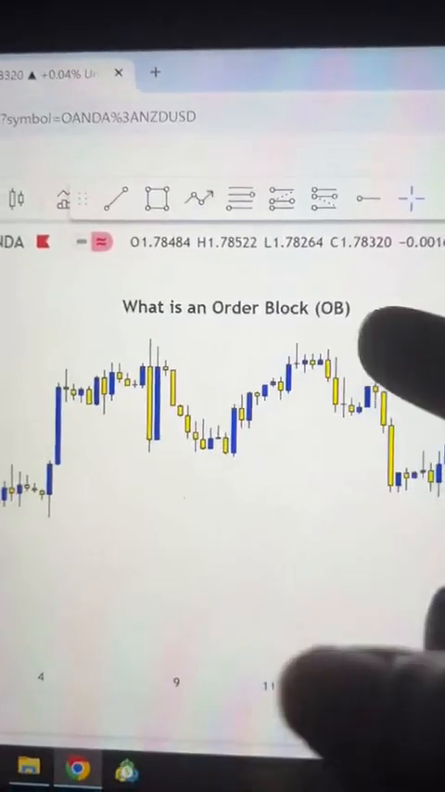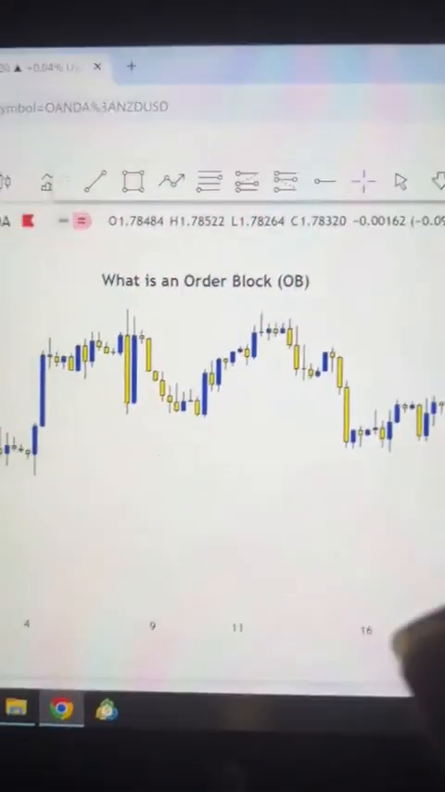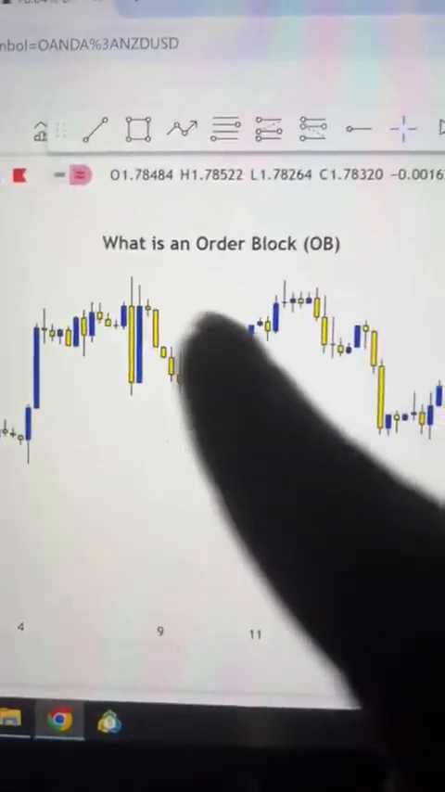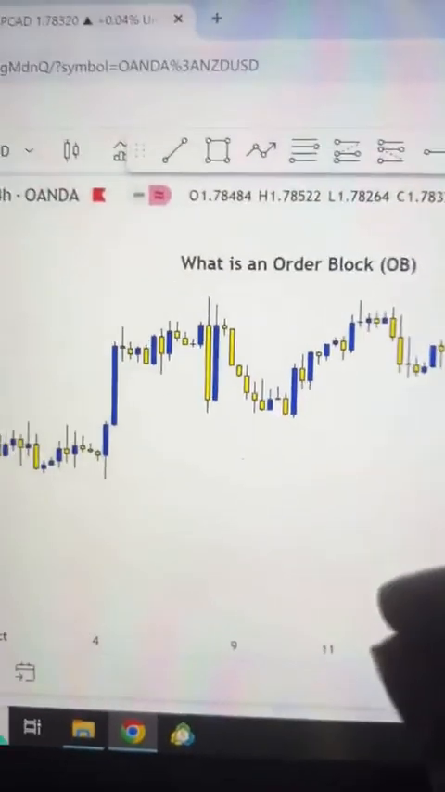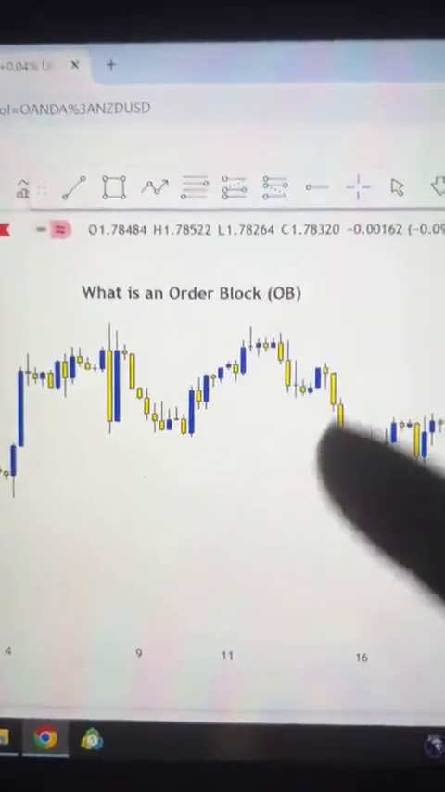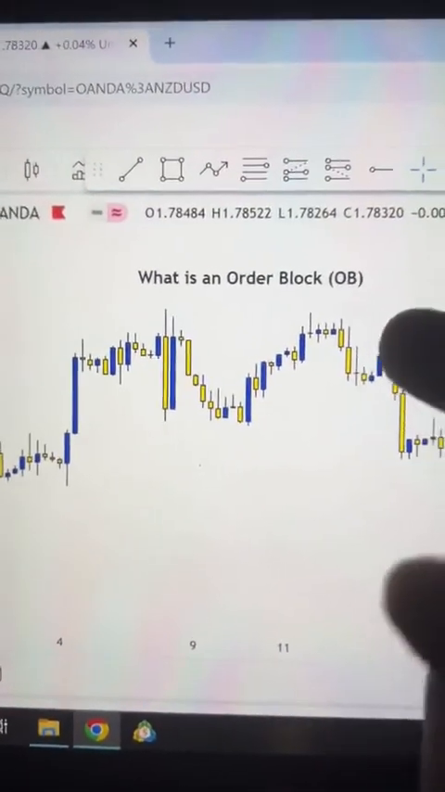What is an order block and how to correctly mark an order block in your chart? This is one of the most common questions I've been getting from you guys, so I want to try my best to simplify it in this video. After watching this video, I bet you'll be able to mark your order block in the chart.